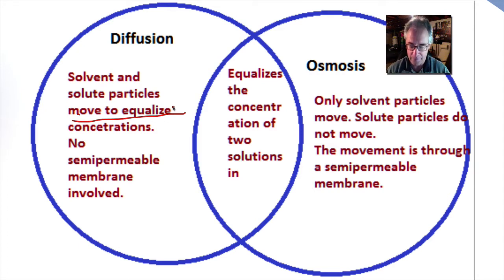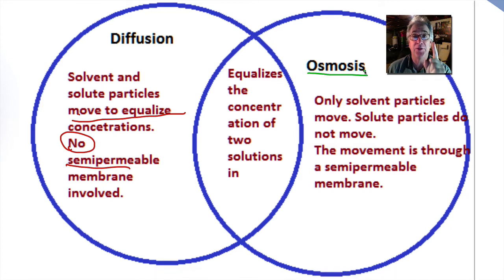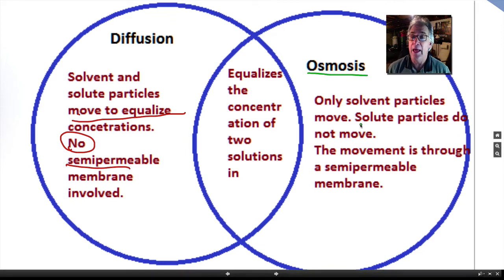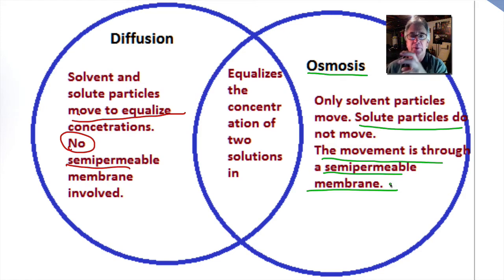But there's no semi-permeable membrane involved, none. So when we look at osmosis, on the other hand, now remember, only the solvent particles are going to move in osmosis, primarily because of the semi-permeable membrane that's not present in diffusion. And the solutes really aren't going to be moving. So the movement is actually through the semi-permeable membrane. It's kind of the limiting factor. So the solvents are going to move from high concentration to low concentration, but the solutes kind of stay in one place. So there'll be an unequal distribution.